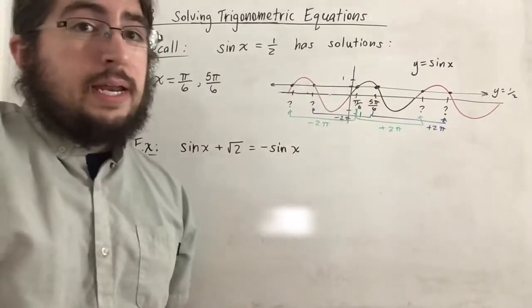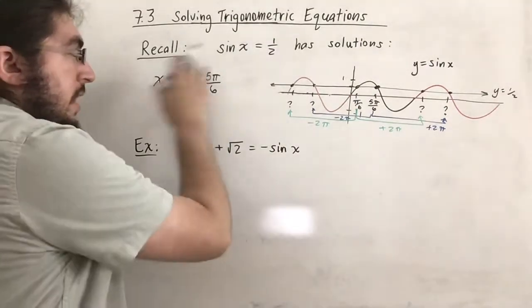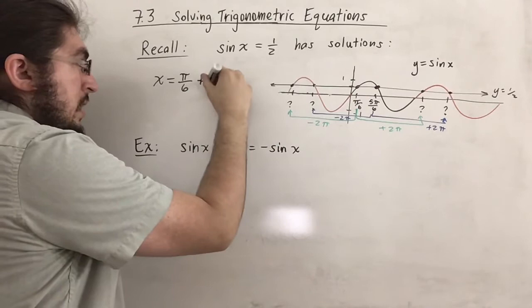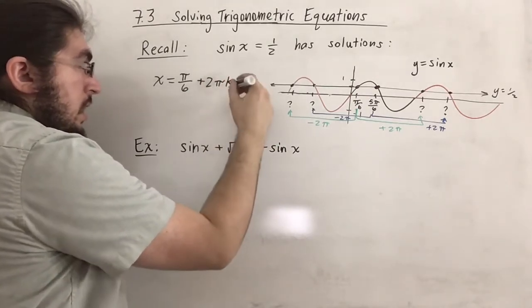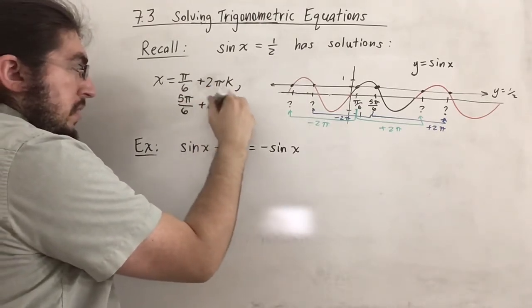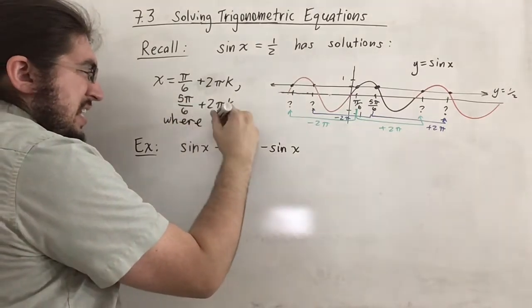There's infinitely many. So what we're going to do is write this. Instead of writing pi over 6 and 5 pi over 6, we're going to write pi over 6 plus 2 pi times k, and 5 pi over 6 plus 2 pi times k, where k is an integer.